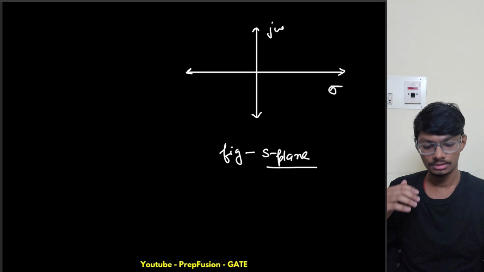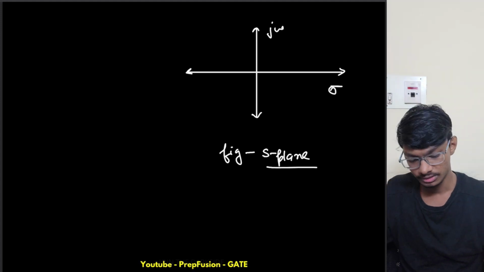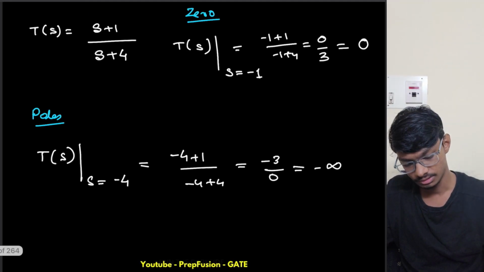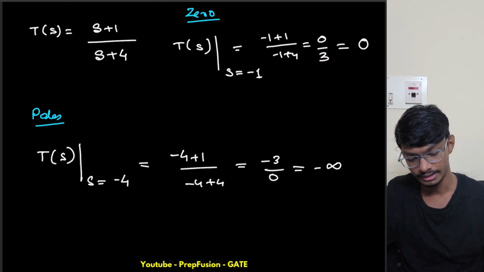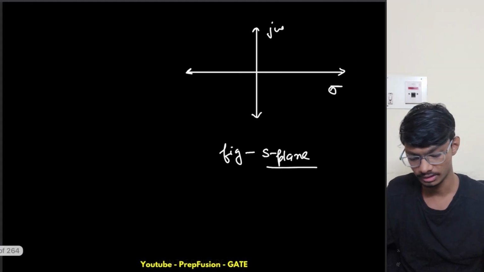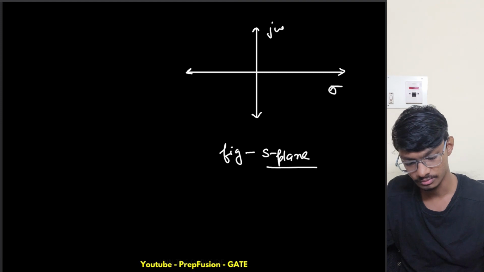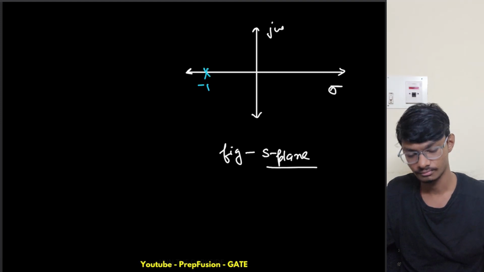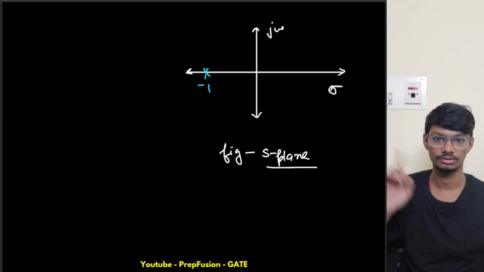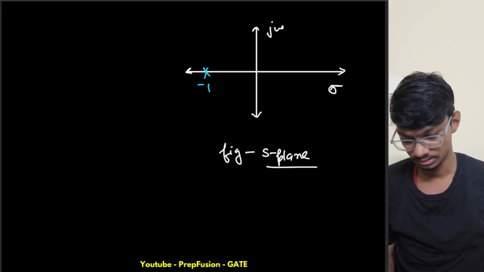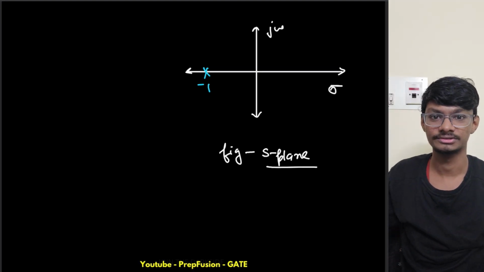So let me put the pole and zero in this s plane. This is the zero at s equals minus 1. This is a real value, so it will lie on the sigma axis only. So at s equals minus 1, just wait one second for the disturbance. Sorry for the interruption, there was an outside noise.